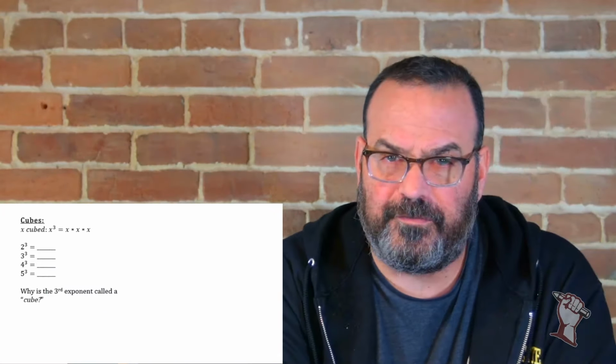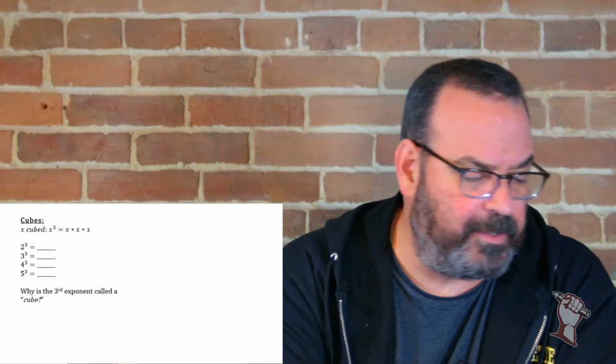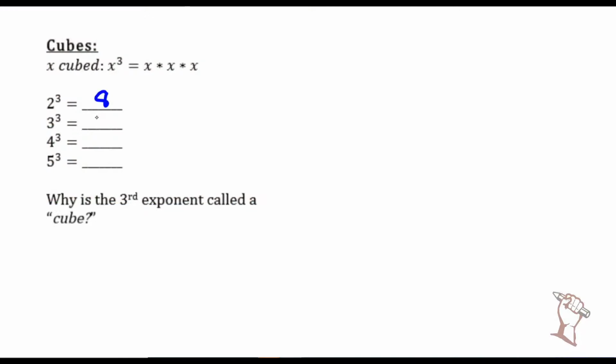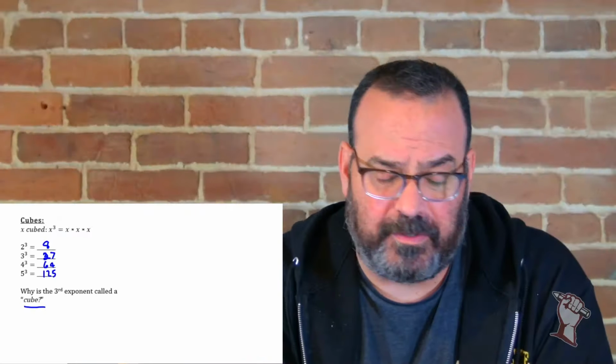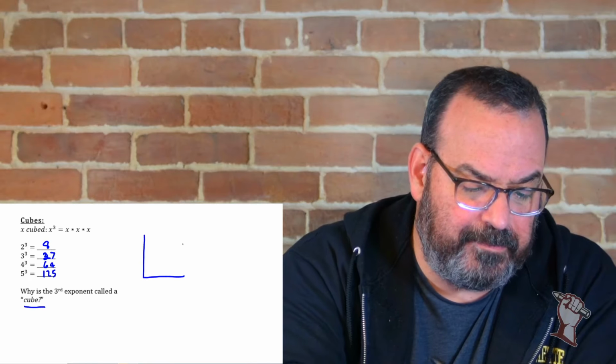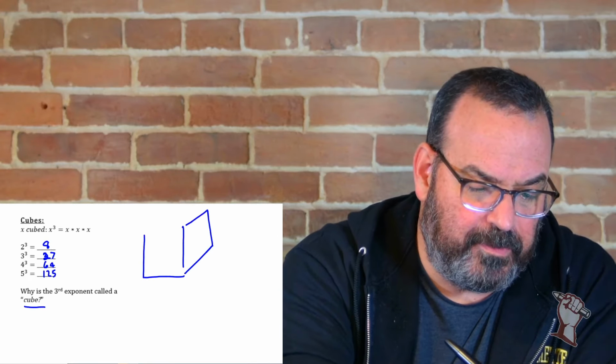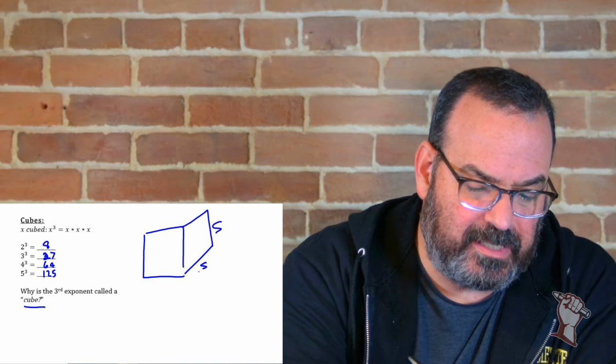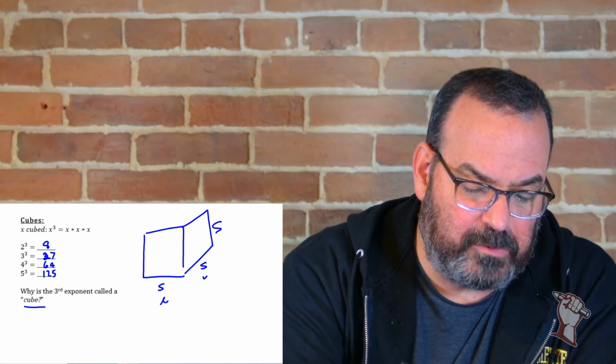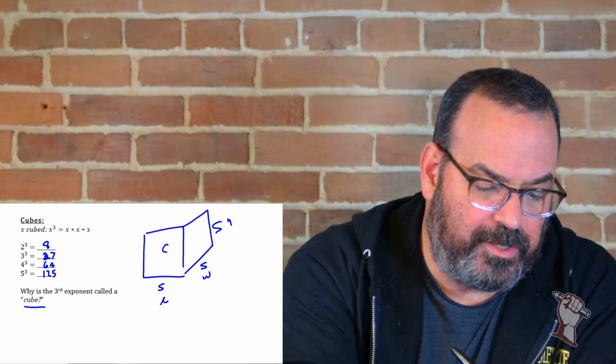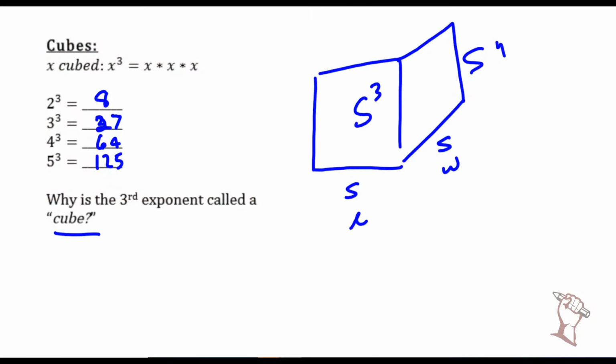I would also know the first 3 cubes. Cubes come up quite a bit. 2 cubed is 8. 3 cubed is 27. 4 cubed is 64. And 5 cubed is 125. Why do we call the third exponent cubed? Because just like the square, the volume of a cube is side times side times side, or length times width times height. We call the cube side cubed.